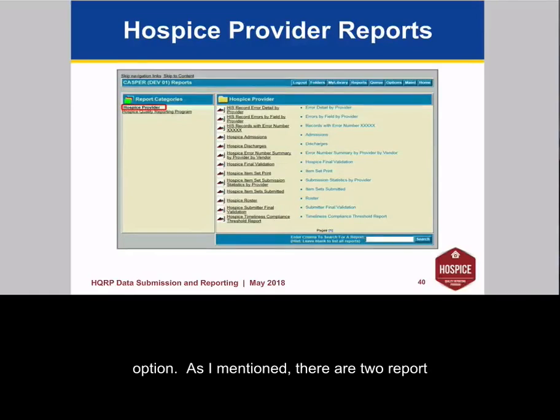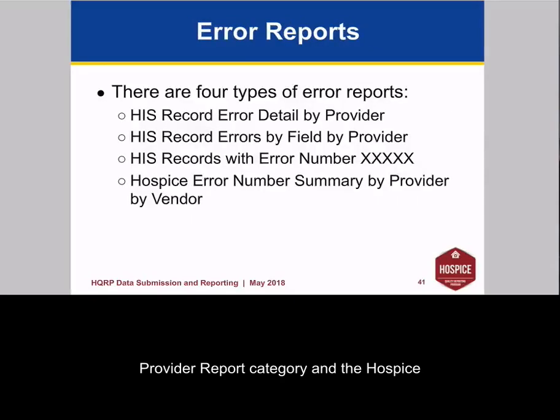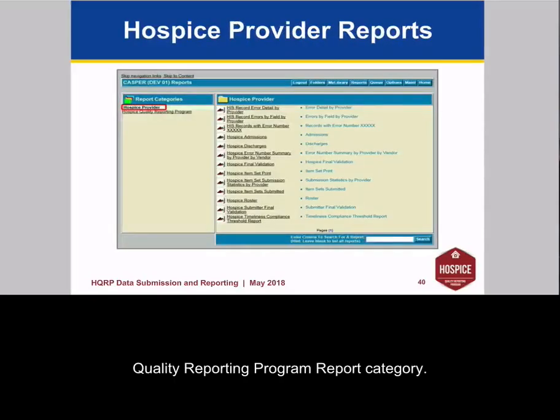As I mentioned, there are two report categories I'll highlight today: the Hospice Provider Report category and the Hospice Quality Reporting Program report category. To access these categories, log into the CASPER reporting application using your keys, user ID, and password credentials, and select the Reports button. You'll note the two report categories will display in the left frame.